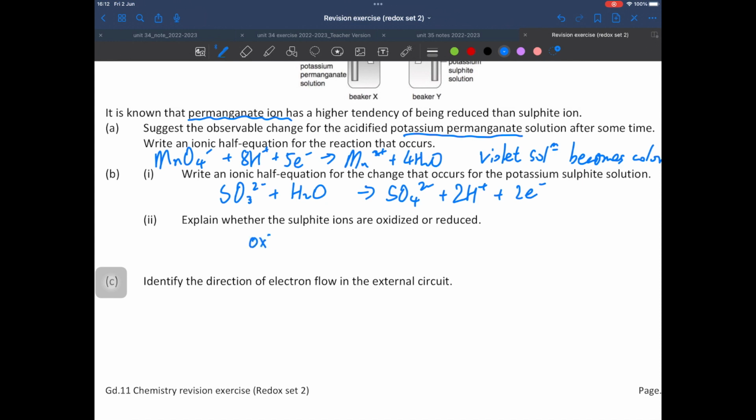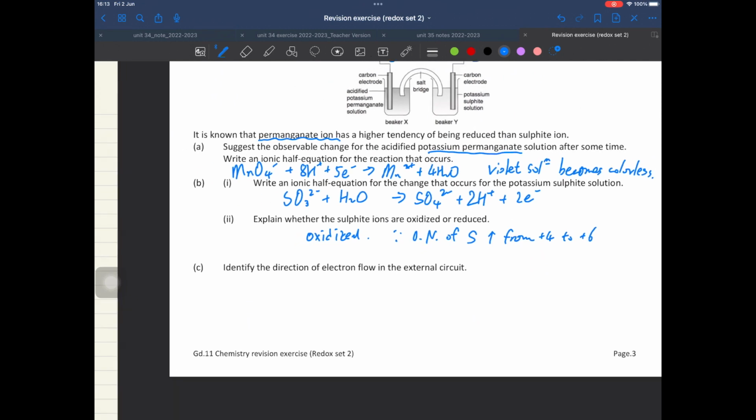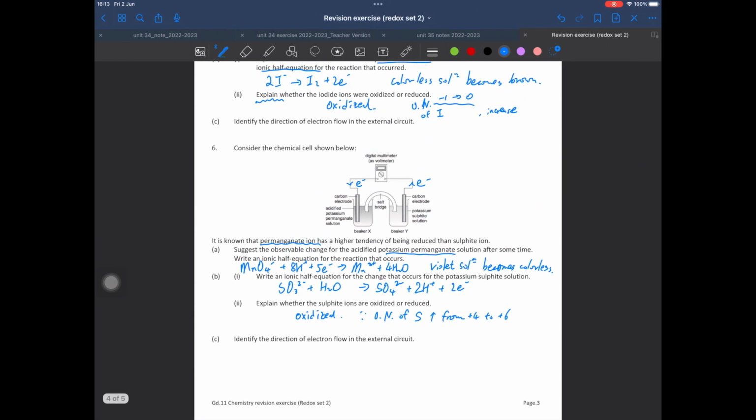Well, this is easy because it acts as a reducing agent, so sure it is oxidized, because the oxidation number of sulfur increased from +4 to +6. And finally, again, we have finished the job on the direction of electron flow.